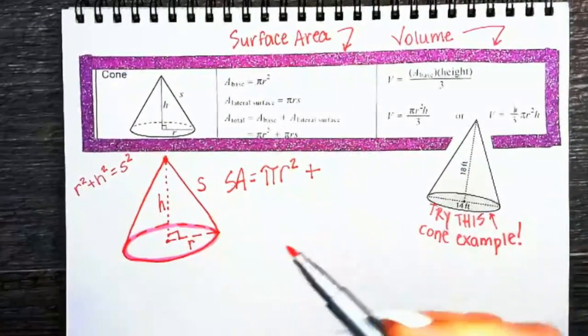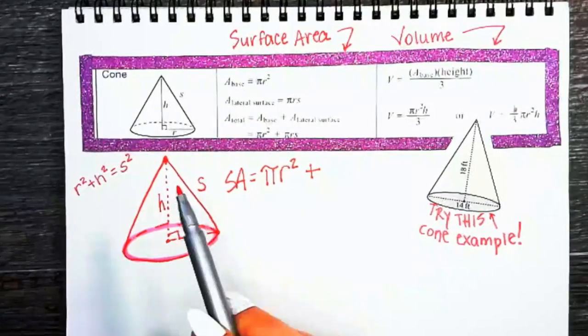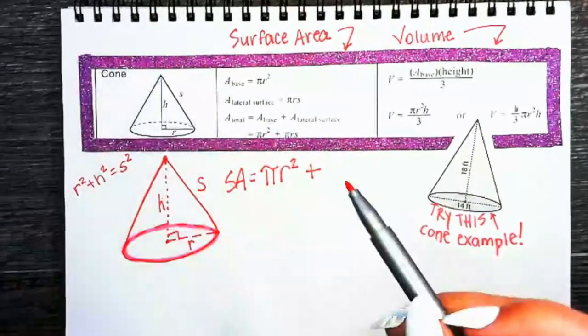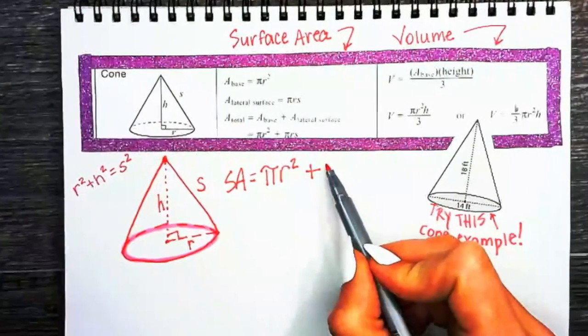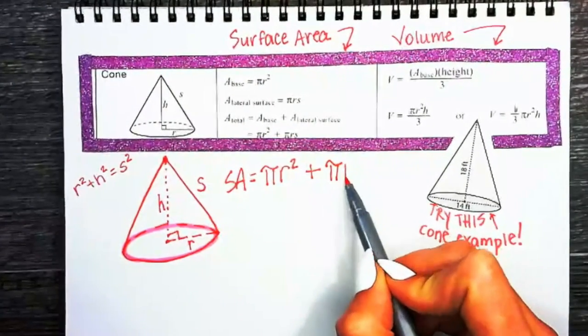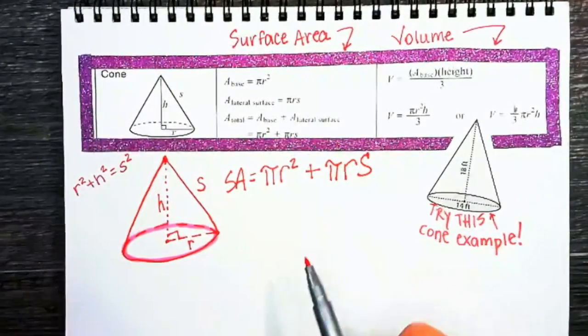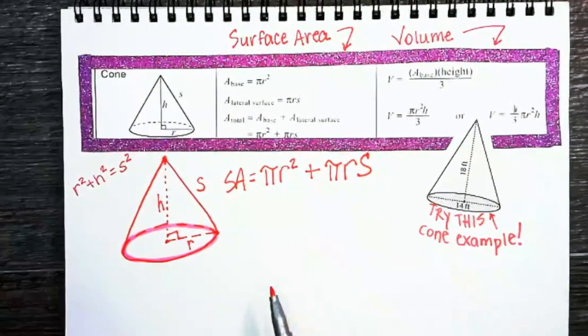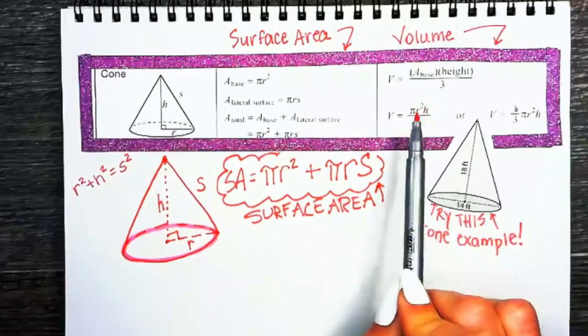Plus, here we have our surface area, the lateral one. That means basically everything else on this cone, going all the way up to that apex right there. And the equation for that is pi r s. So radius times slant height times pi. The volume equation is pretty interesting.